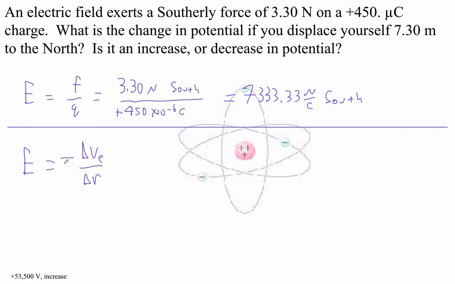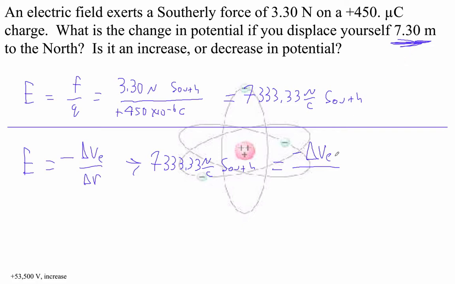Okay, we really are going to use this minus sign here, so let me just show you that. So we go 7333.33 newtons per coulomb south equals the opposite of the change in potential over the displacement. Okay, now notice that I say I displace myself to the north.